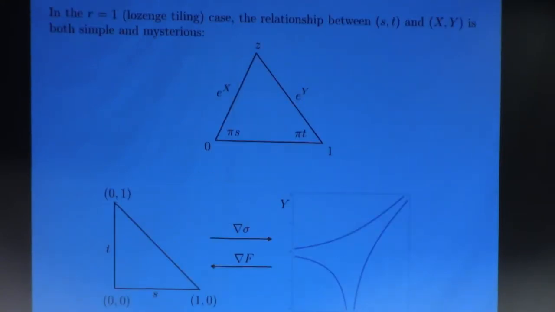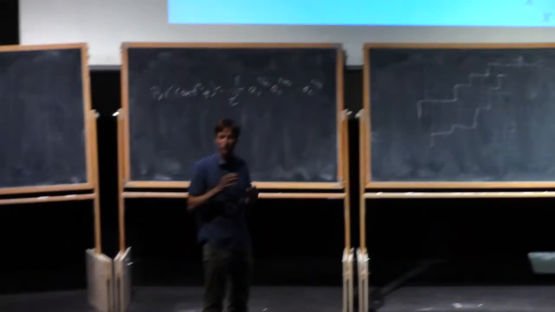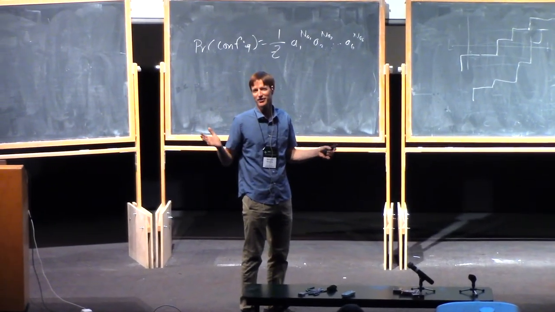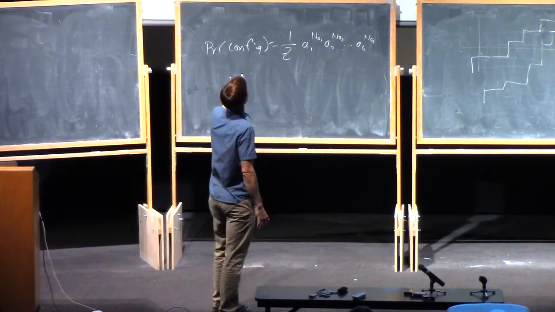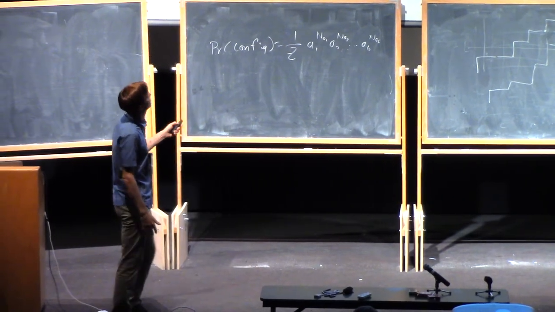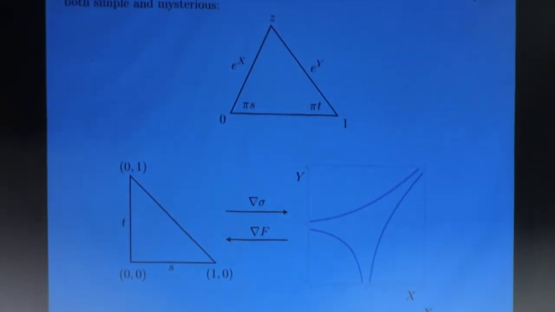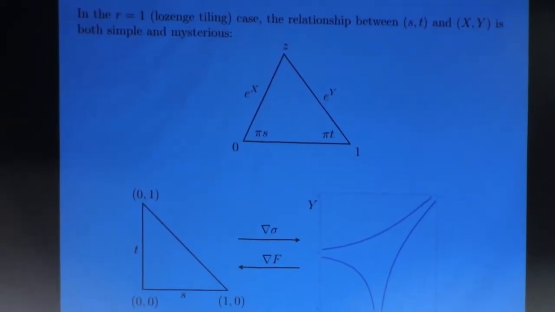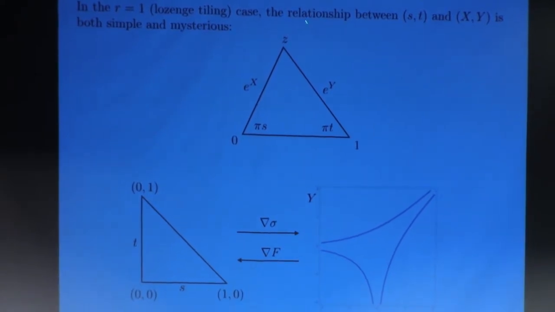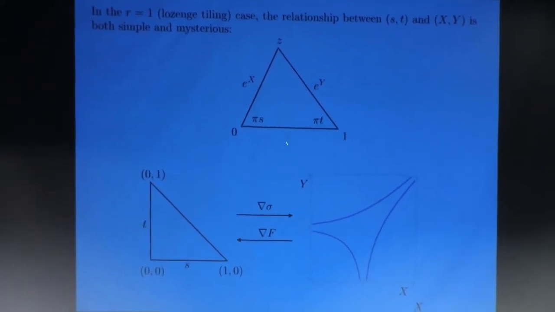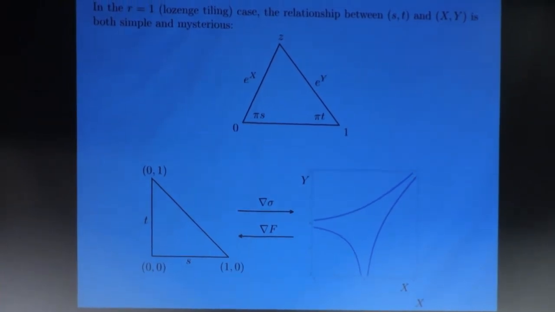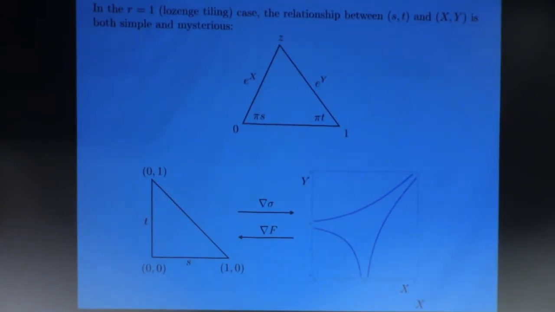Okay, so let me just tell you the answer in the easy case, which is r equals 1. That's just the uniform Lozenge tiling case with these weights x and y. Here there's a very simple relationship between x, y and s, t, but it's simple and mysterious. The relationship is the following. You take a triangle with edge lengths 1, e to the x, and e to the y, three positive numbers, and you look at these two angles, and the two angles are pi times s and pi times t.